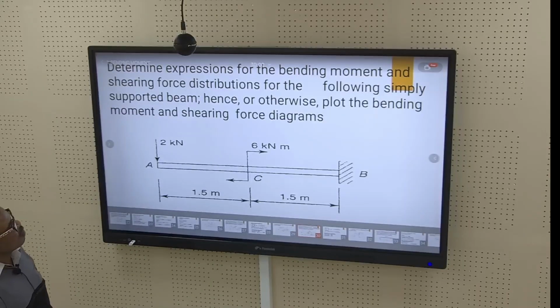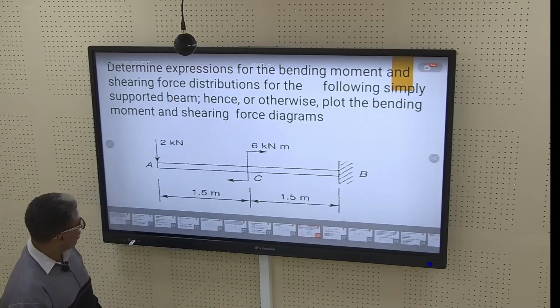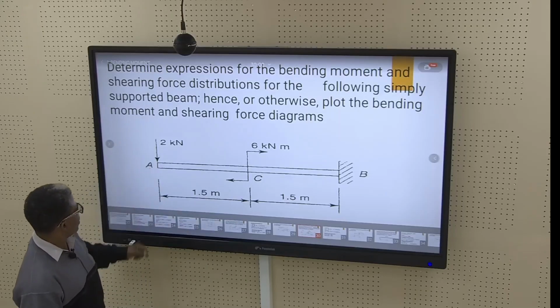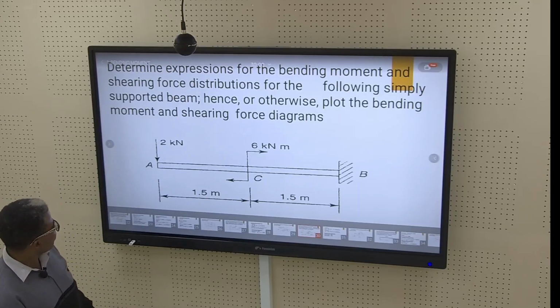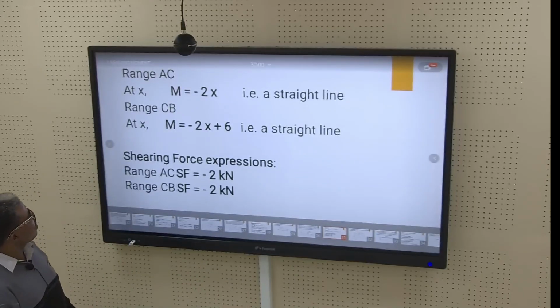Determine the expression for the bending moment and shearing force distribution for the following simply supported beam. Where now you can see the force that we had in the previous question. The total distance here is 4 meters. This one is parallel to the beam, and this one at the hanging point. The range AC at x is negative 2x, a straight line. The range of CB is negative 2x plus 6.